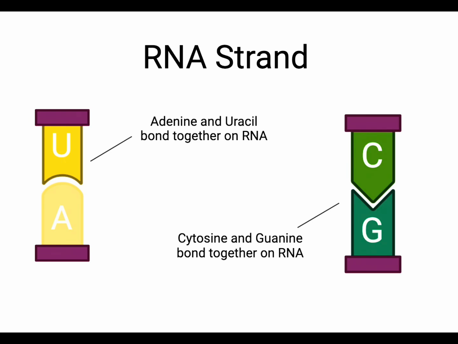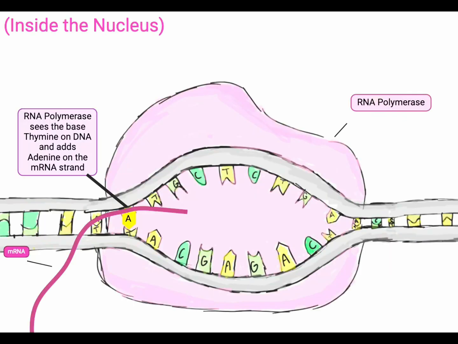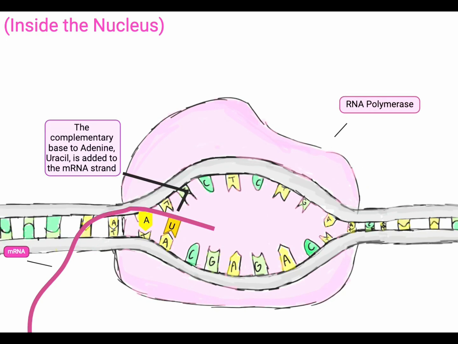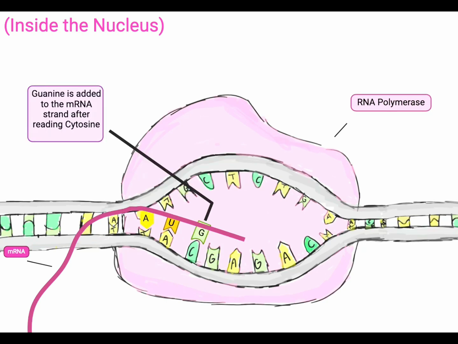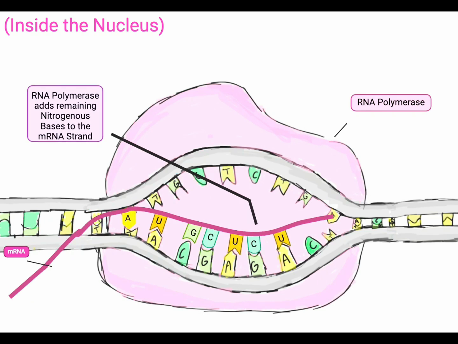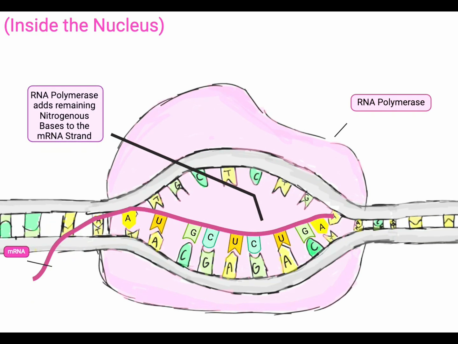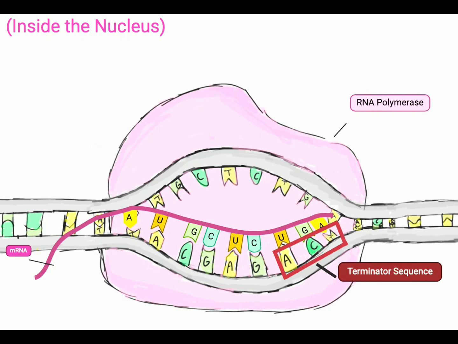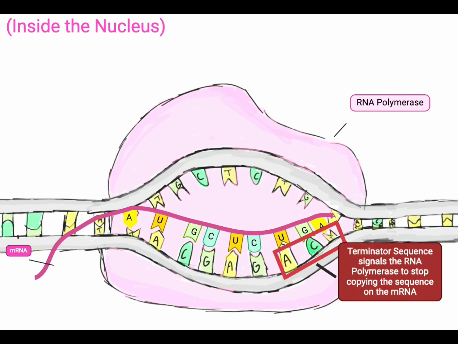Let's go through it together. When the RNA polymerase reads thymine, an adenine base is added. When adenine is read, a uracil base is added. And when guanine is read, cytosine is added. This process continues until the RNA polymerase copies a sequence of DNA called the terminator. The terminator stops the copying of the RNA polymerase onto the mRNA.